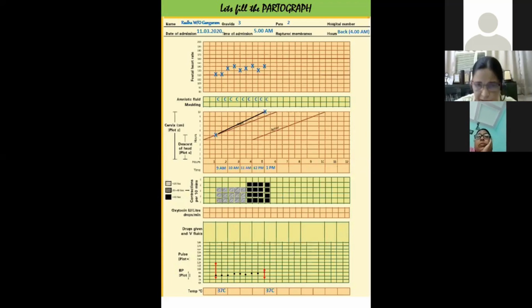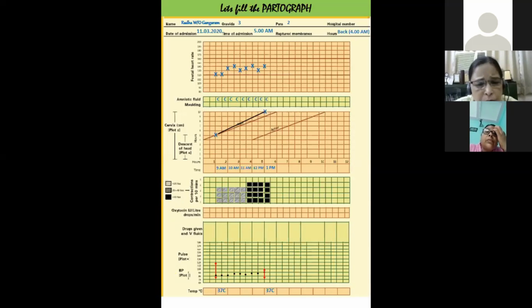Yes ma'am, she will deliver normally. She will deliver normally. What is the status of the fetal heart at 1 PM? How much is the fetal heart at 1 PM? Ma'am, 140. Is it a normal fetal heart? Yes ma'am, it is normal. There is no fetal bradycardia, no tachycardia. You yourself told me it is 120 to 160. So yes, it is normal.